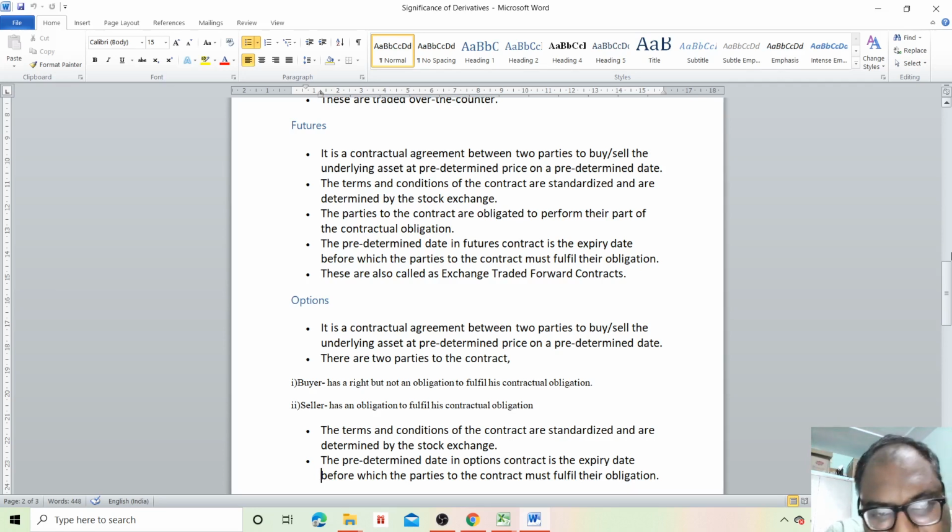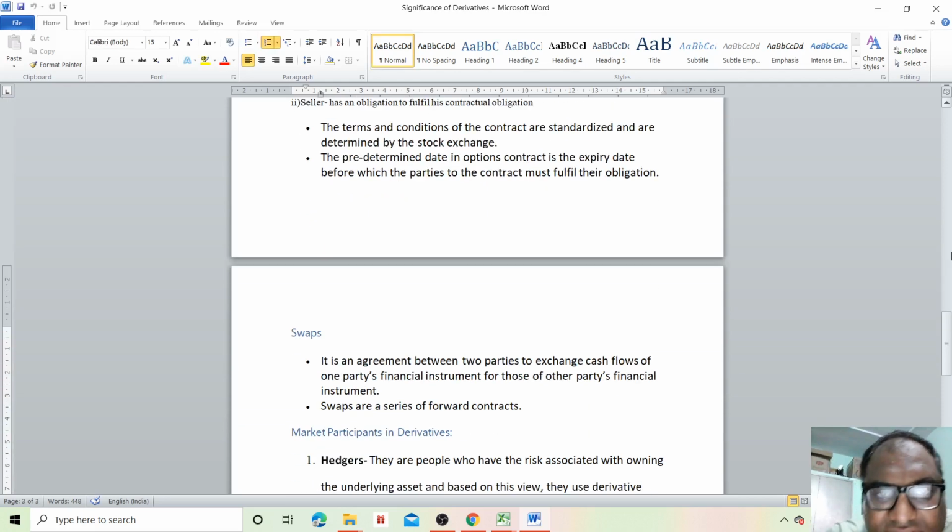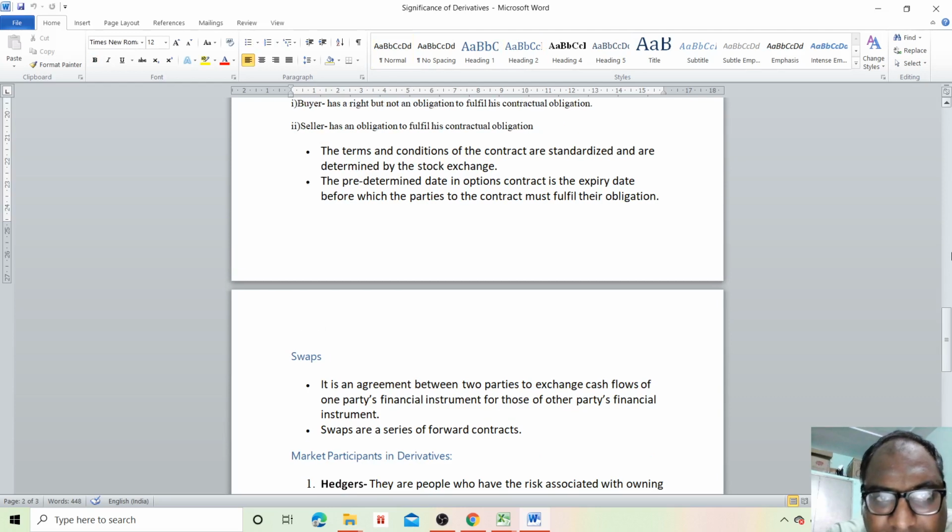Now comes options. It is a contractual agreement between two parties to buy or sell the underlying asset at a predetermined price on a predetermined date. There are two parties to the contract. Okay. First one is the buyer. Buyer has the right but not an obligation to fulfill his contractual obligation. Seller has an obligation to fulfill the contractual obligation.